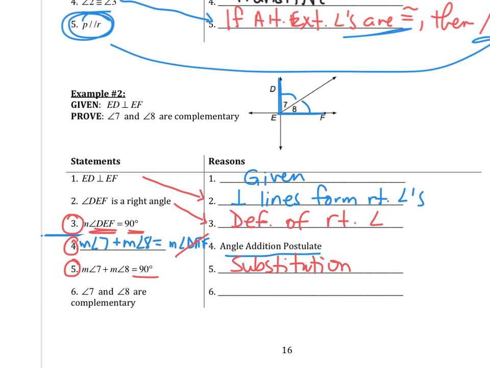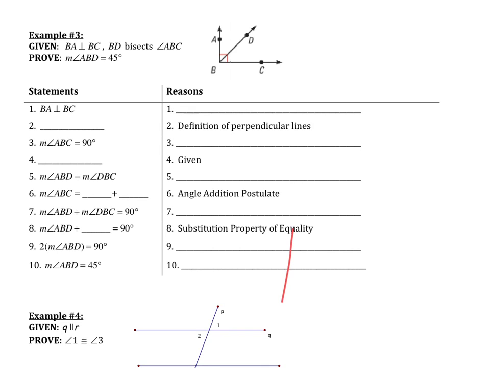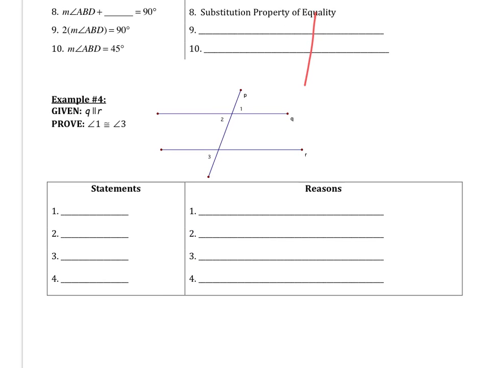And then, if 7 and 8 add to be 90 degrees, does that mean that they are complementary? So that means definition of complementary angles. And again, I'm just trying to point out how the process works, that what we state over here a lot of times is a reason below it. All right, so skip number 3 and go down to number 4. I want you to try number 4 with your table. See what you guys can get.